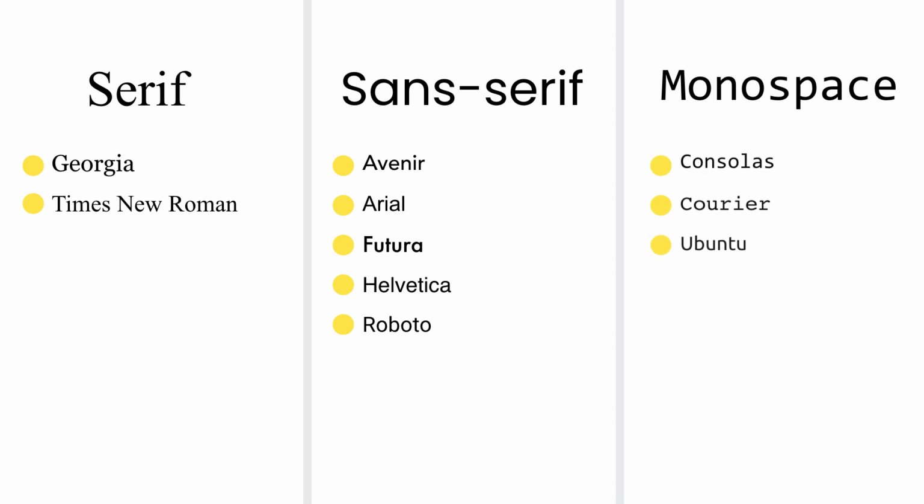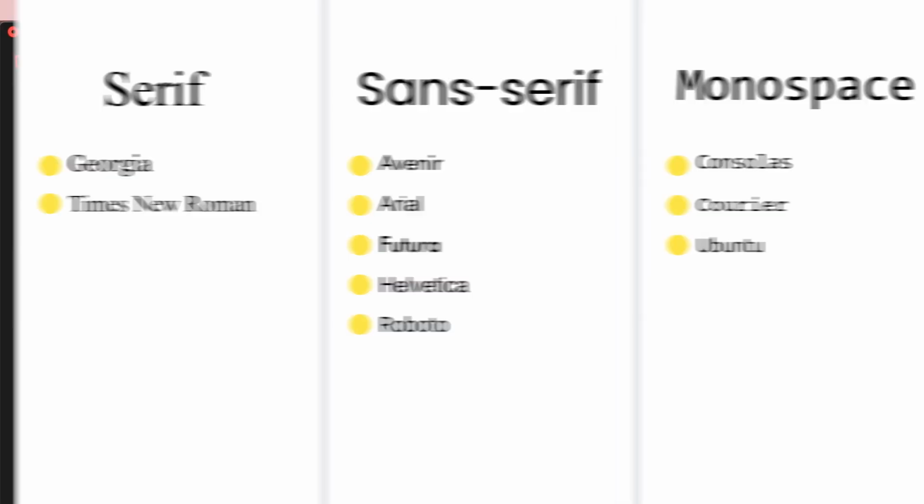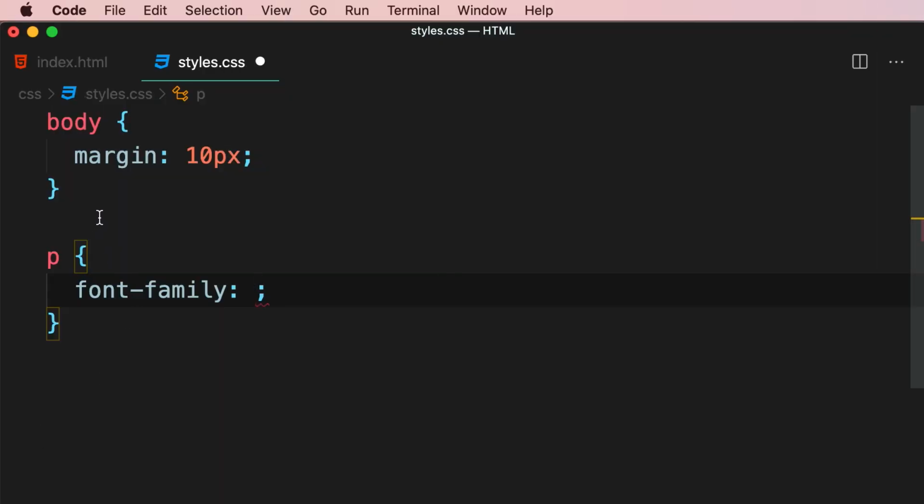Now, what about monospace? Well, what does mono mean? It means one. So monospace means one space. These fonts are a little bit different from the fonts in other categories in the sense that the width of all characters is exactly the same. And that's why these fonts are ideal for displaying code, because when we display code, we want our characters to perfectly align.